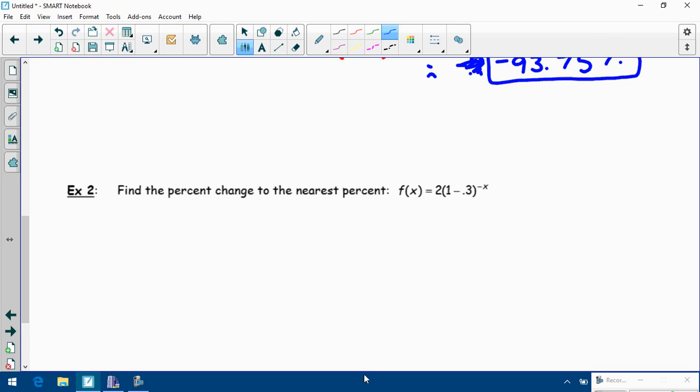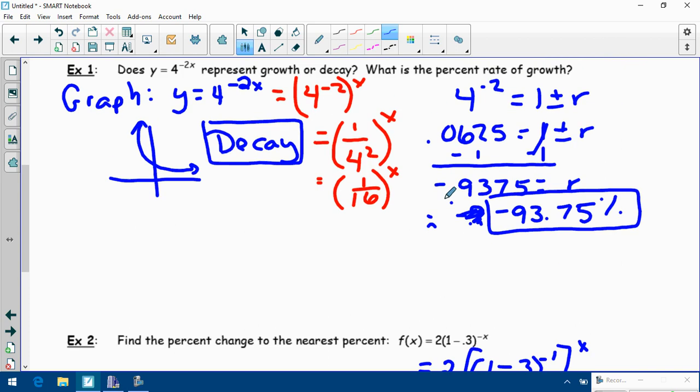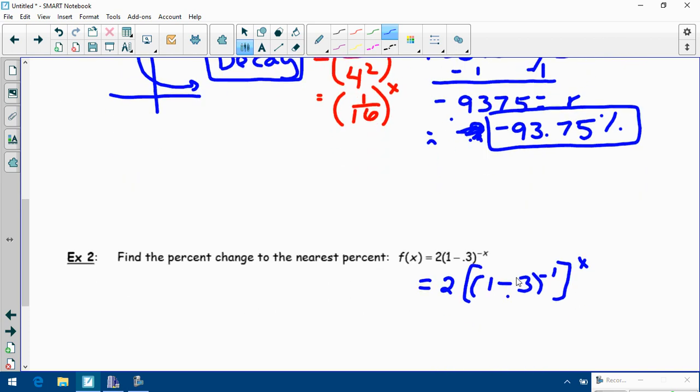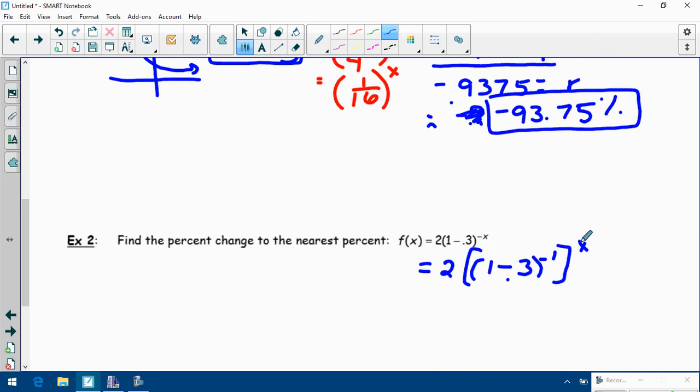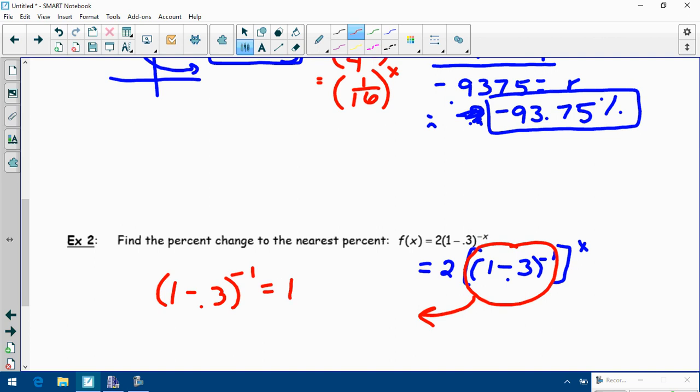So what I want to do is rewrite this as 2 times (1 minus 0.3) raised to the negative 1, all raised to the x. So I kind of just took that negative 1 out, just like I just took the negative 2 out up here. We really want to isolate the exponent to be just x. Okay, so now once I've done that, I take this piece and set it equal to 1 plus or minus r. So (1 minus 0.3) raised to the negative 1 equals 1 plus or minus r.